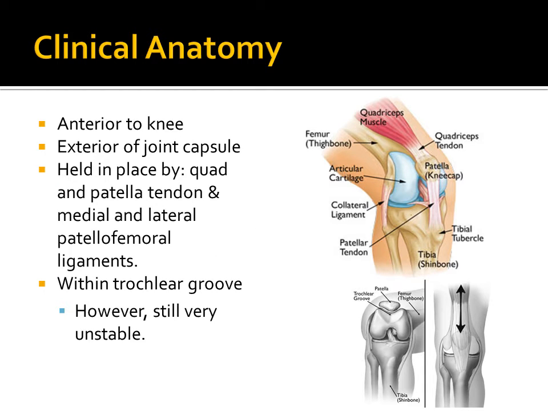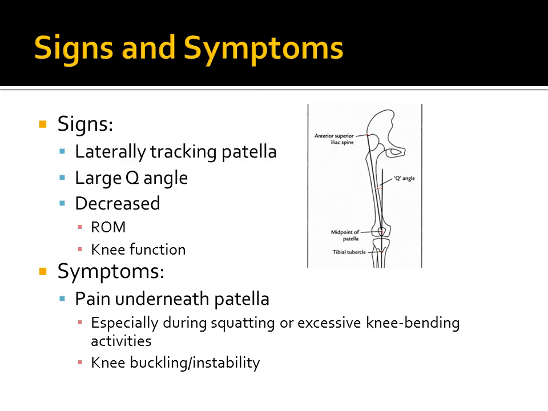So the clinical anatomy, important anatomy to understand of this injury, is that the patella is anterior to the knee, as shown in the image on the right, exterior of the joint capsule, and it's held in place by the patella and quad tendons, as shown on the right, and not shown. Also, it is held by the medial and lateral patellofemoral ligaments. Also, the patella is within the trochlear groove, as shown in the image on the bottom right. However, despite these structures, the patella is still very unstable.